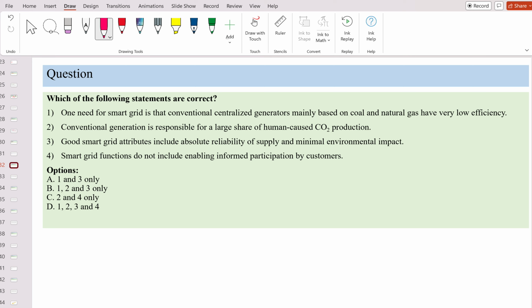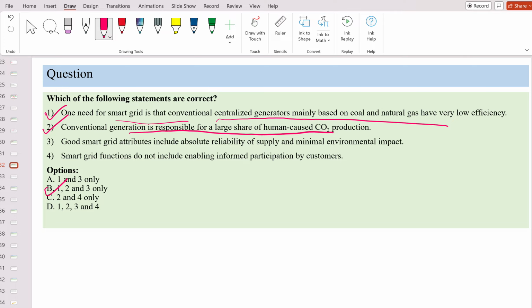Okay, so the first, second, and third options are correct. Option B is correct. The major need of a smart grid is that conventional central generators are mainly based upon fossil fuel based resources, mainly coal and natural gas, and they have low efficiency. When you talk about solar, that has higher efficiency, so we are moving based upon that. Second, conventional generation is responsible for a large share of human-caused CO2 production. That is true because thermal power plants generate CO2 in larger amounts.